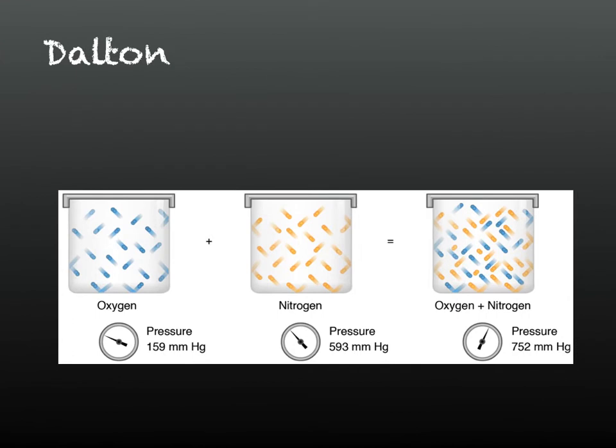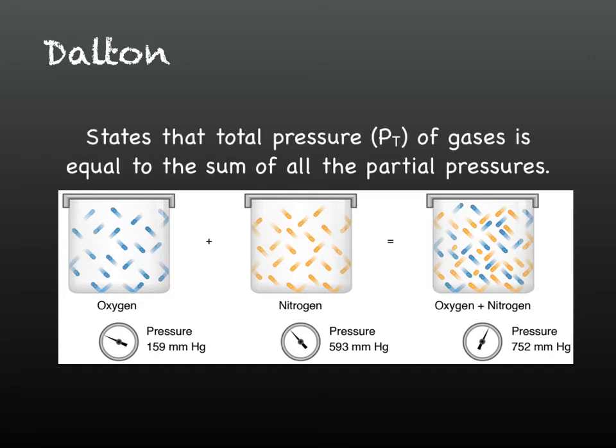There are 5 different laws that will be used for this unit. The first is Dalton's law. It states that the total pressure, or PT, of a gas is equal to the sum of all the partial pressures. Notice in this example that the pressure of the oxygen in one container when added to the pressure of the nitrogen in the other container is equal to the sum of both containers added together.